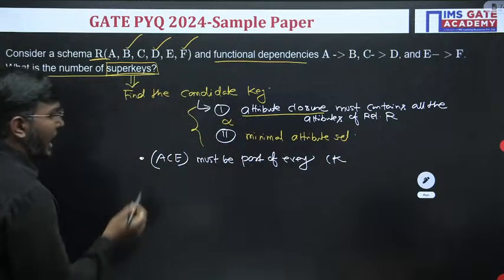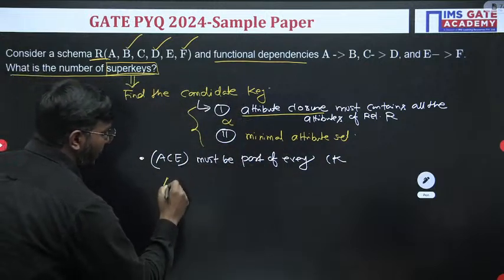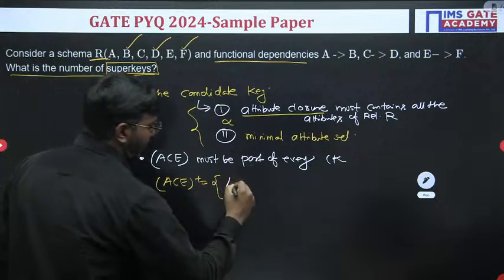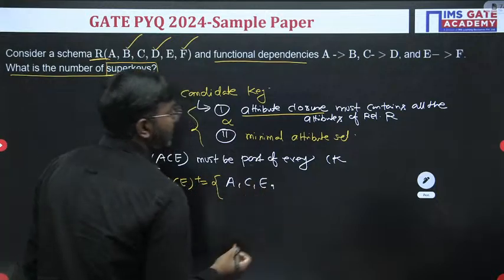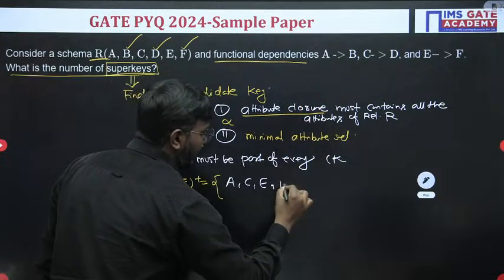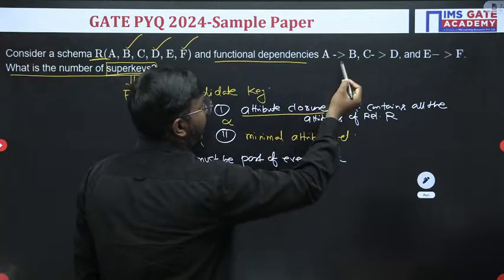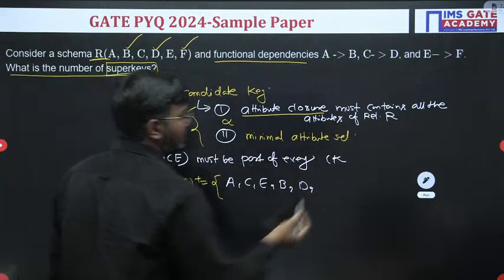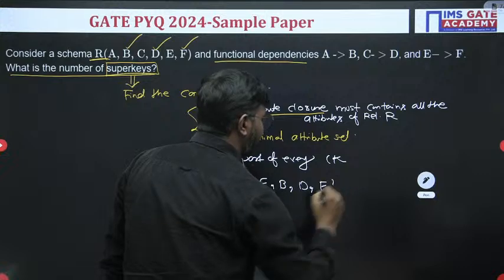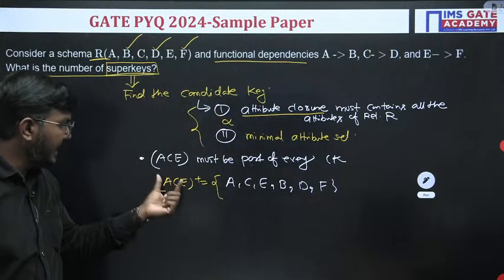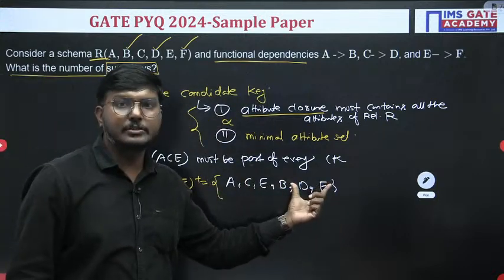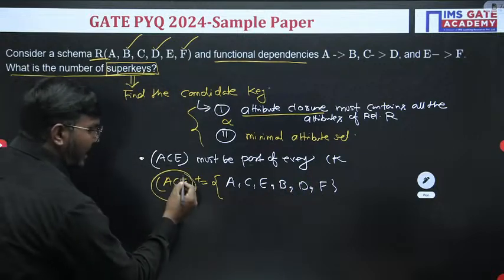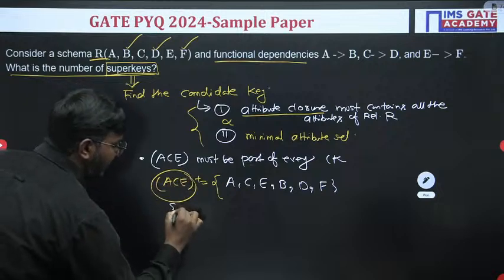Okay, so we'll start with the closure of this. We'll find the ACE closure here. Tell me, ACE closure will be A, C, E, and through A I can get B here. Very good. Then through C I can get D, and through E I can get F. So the ACE closure contains all the attributes of the relation. So I can say for now this is a super key here.